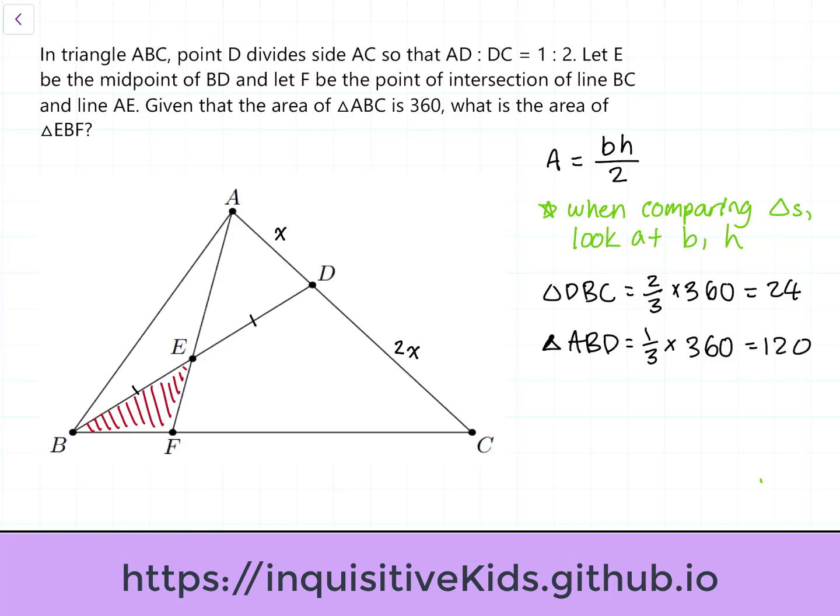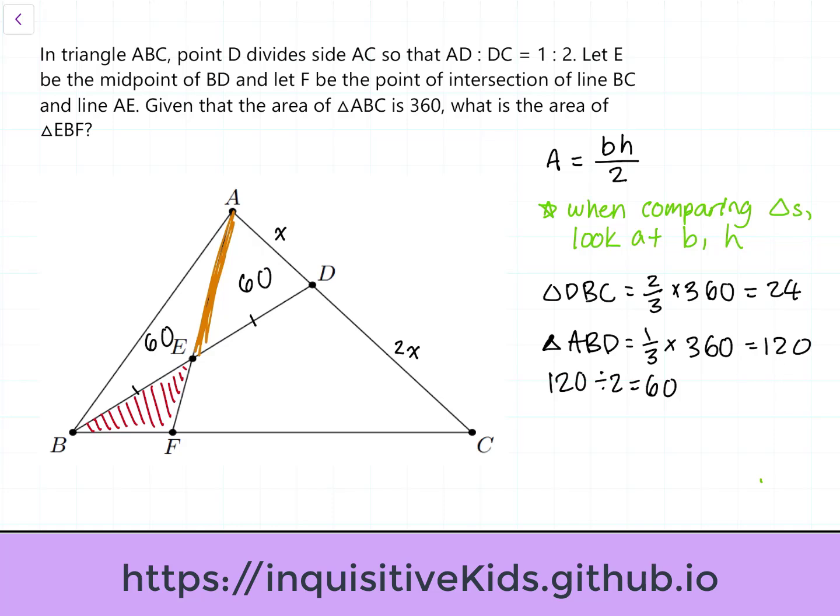But we don't just stop there, because we know that this triangle, ABD, itself is 120, and it is further split into two smaller triangles, triangle ABE and ADE, and we know that they have the same area. How do we prove this? Well, because they have the same height, and because they have the same bases. So 120 divided by 2 is equal to 60. That means that each of these triangles has an area of 60.